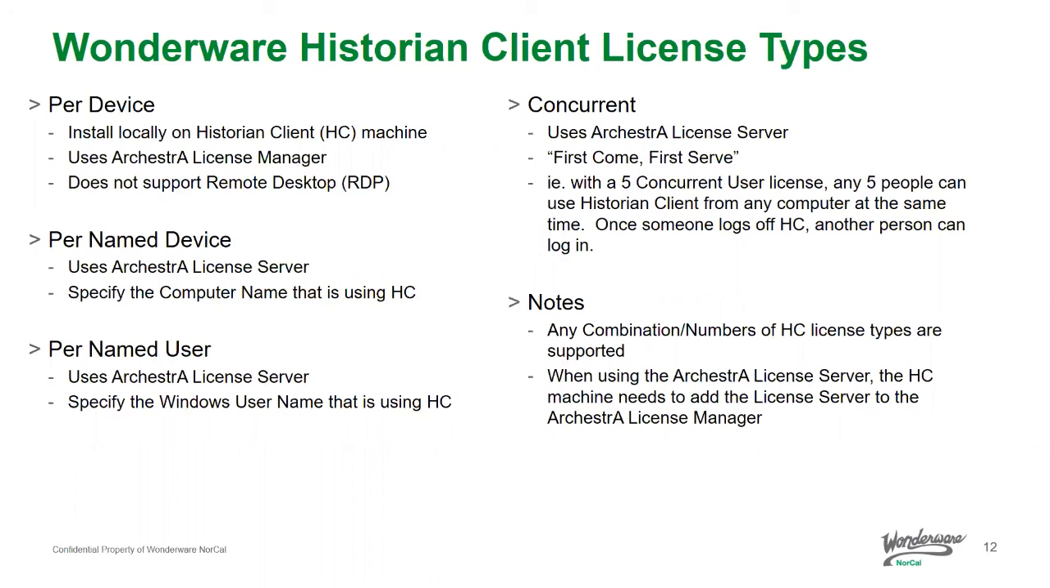And the concurrent is the most flexible. It is a first come, first serve license. So if you have 5 concurrent licenses, then any 5 people from any location can access Historian client at the same time. Any combination or number of Historian client licenses can be used at the same time.